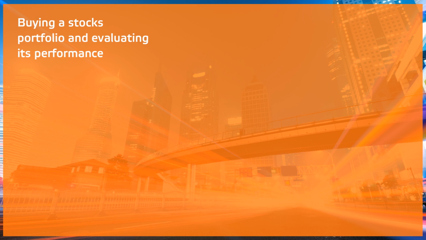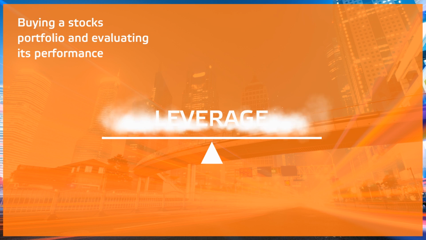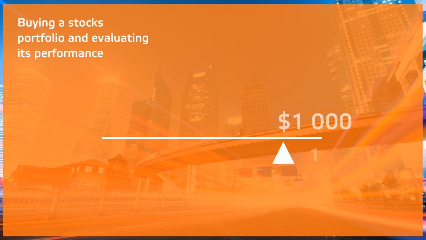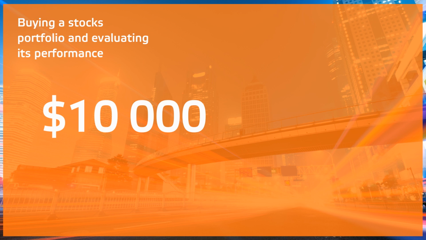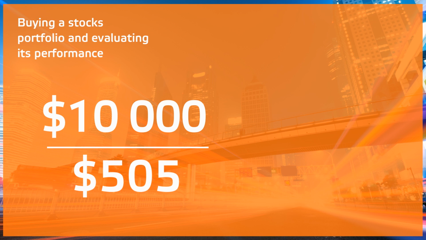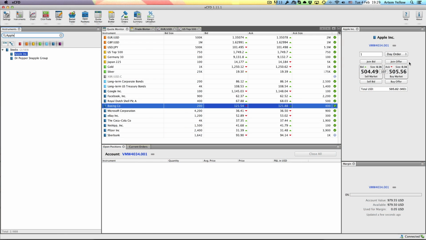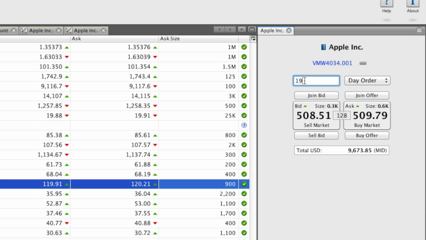All professional traders take advantage of the leverage provided by their broker. xCFD gives you leverage of 10 to 1, which means you can actually buy up to $10,000 worth of shares. Divide that amount by the cost of one share, and you will see that a total of 19 shares can be bought. Now indicate this number in the quantity field and click the Buy button.